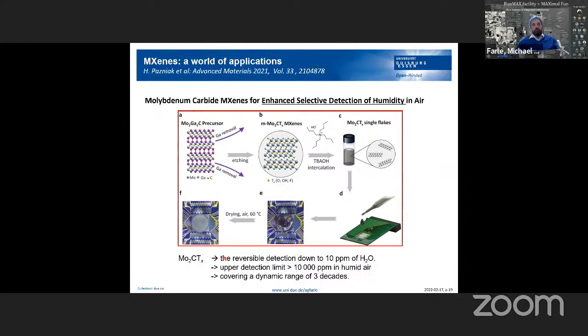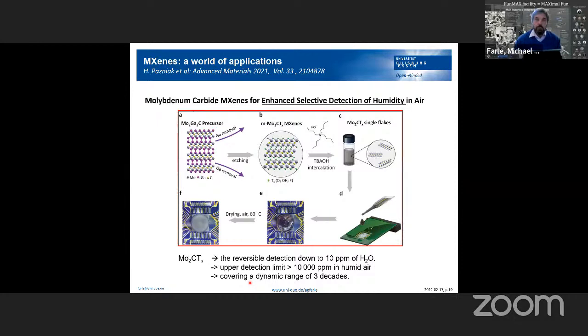And it's quite special, so it has a reversible detection down to 10 ppm of water molecules. The upper detection limit is 10,000 ppm in humid air, and this covers a dynamic range of 3 decades, so that might be interesting for the engineers. That with one sensor you can cover 3 decades of humidity for detection.